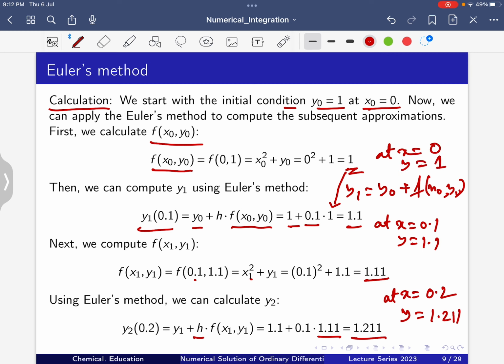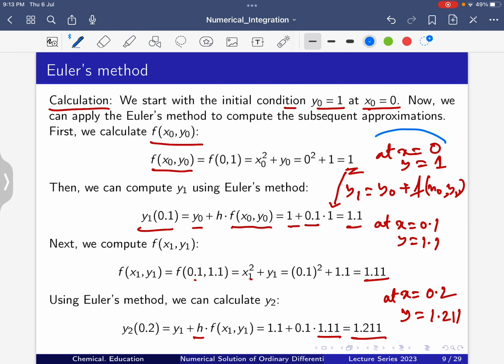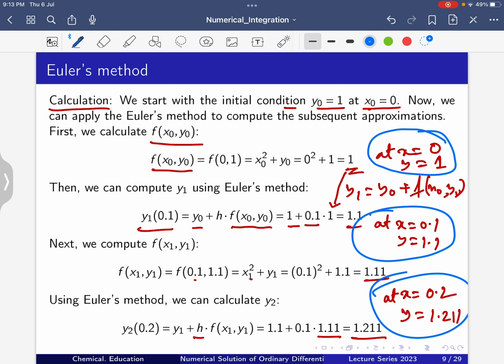So after two iterations we found this: the initial condition is x = 0, y = 1; after the first iteration, at x = 0.1, y = 1.1; and after the second iteration, at x = 0.2, y = 1.211. So that's about Euler method. Thank you.